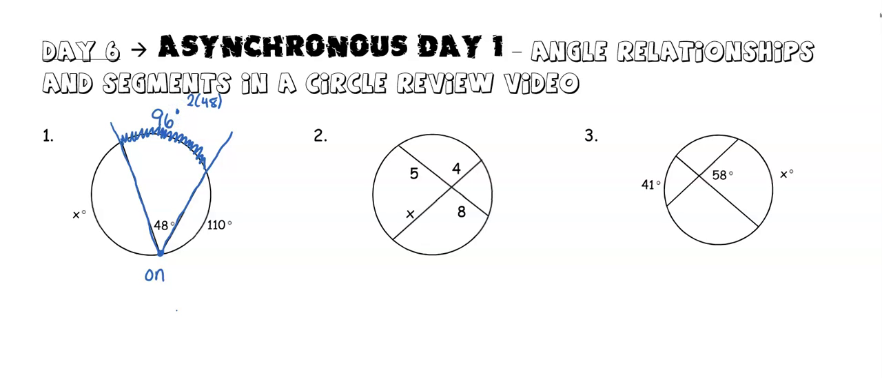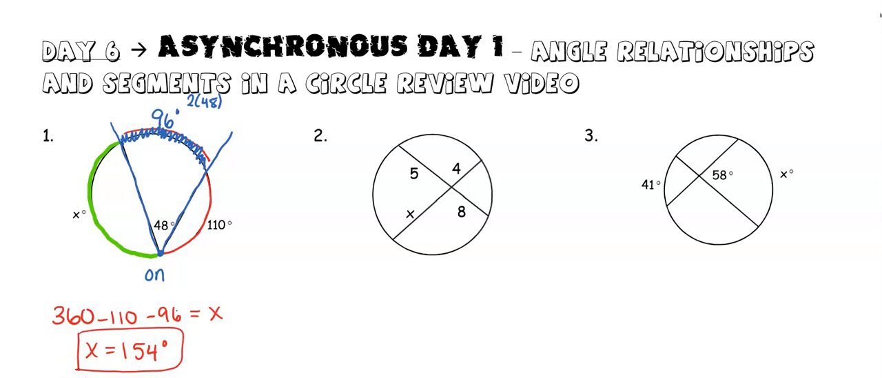Our job is to find the measure of this portion of the circle. We think about in a circle, the whole circle has 360 degrees. So I take 360 minus this 110 right here, minus the 96 that we found, and that's going to leave us with whatever's left over, that x amount. So 360 minus 110 minus 96, we find that x is going to be 154 degrees.